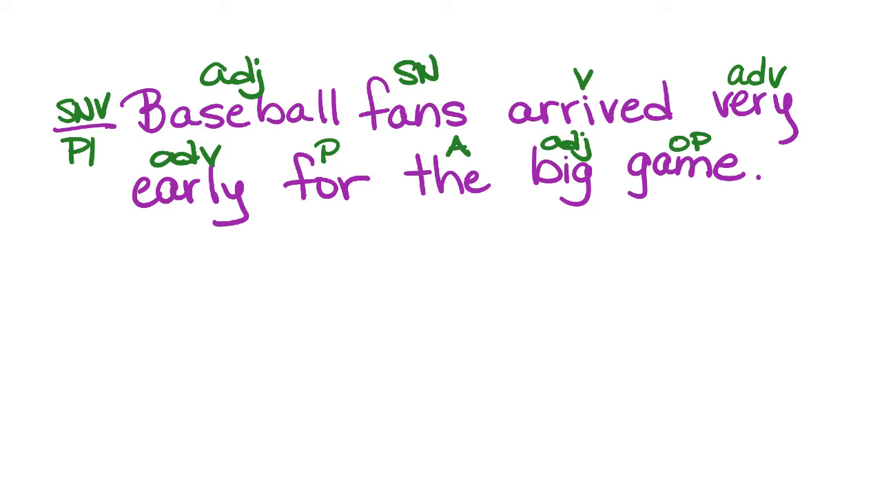Skill check. For the big game. Prepositional phrase. Period, statement, declarative sentence. Go back to the verb and divide the complete subject by the complete predicate.